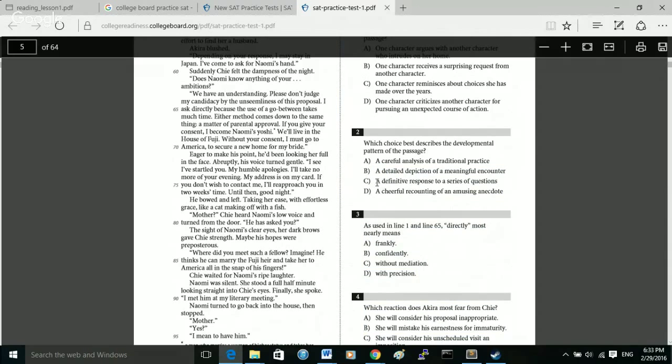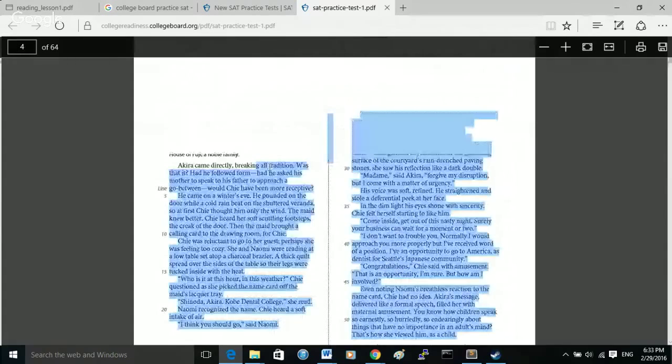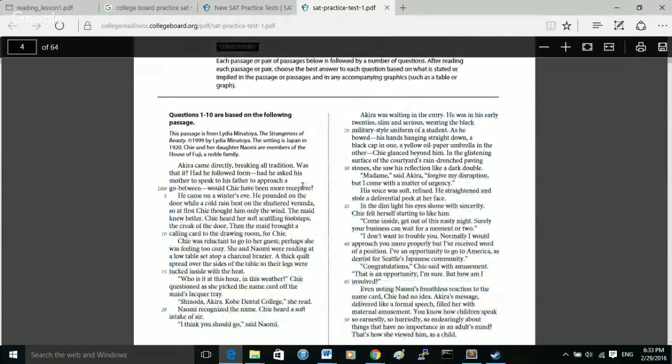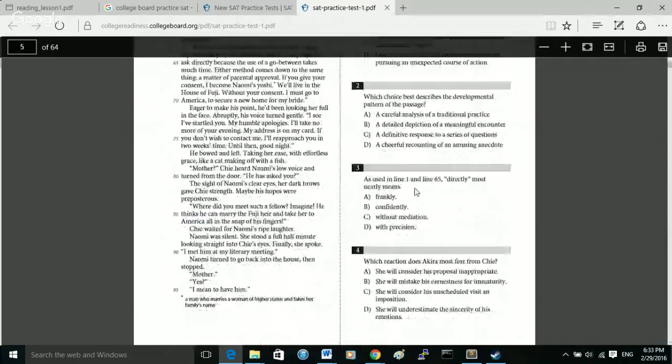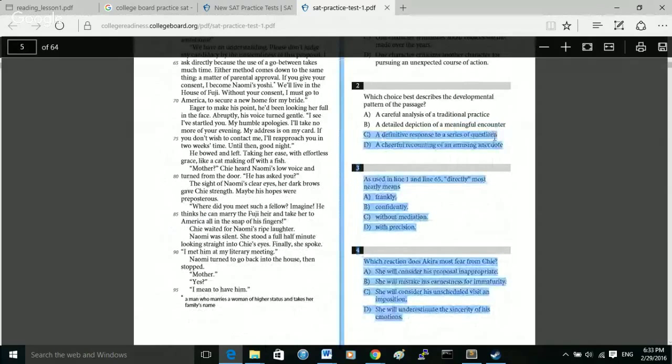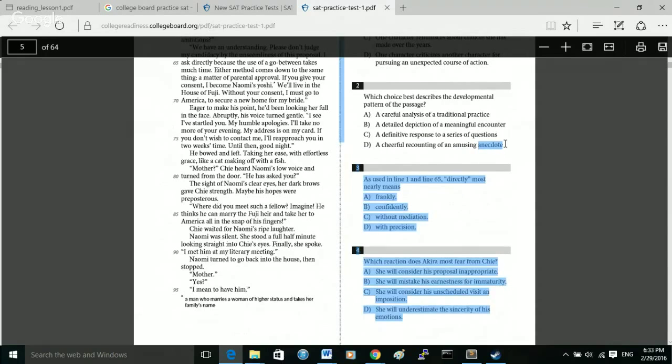Answer choice C, a definitive response to a series of questions. So he did ask a series of questions, but there was actually no definitive response. There was no response to any of those questions he asked. So therefore, we can cross this out, and whole answer choice C is incorrect. Answer choice D, a cheerful recounting of an amusing anecdote. If you don't know what an anecdote is, an anecdote is basically a story told about the past.